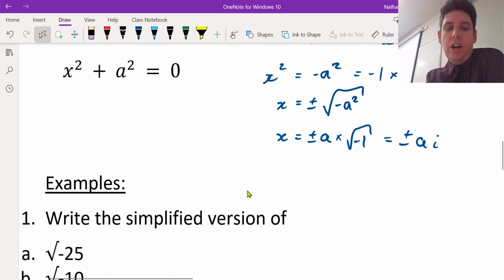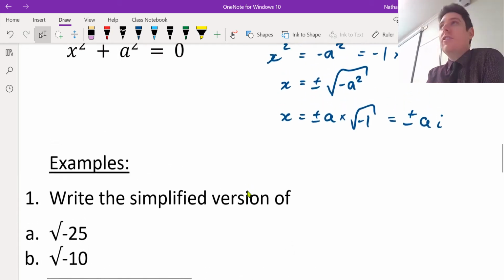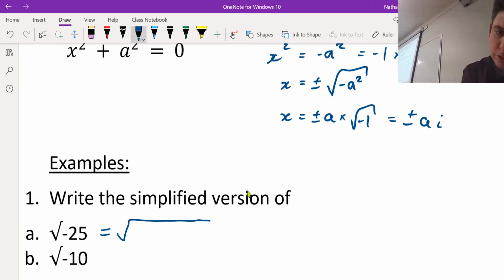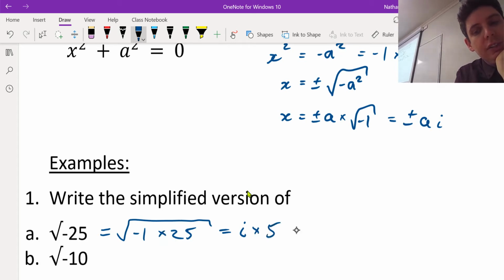Alright, I want you to try and write these as simplified. These two, go. Square root of negative 25. Square root of negative 10. Using the information I just told you. So the first one, in here, there's a negative 1 times the 25. You obviously don't have to do this working out, I'm just showing you. The square root of negative 1 is i. The square root of 25 is 5. So you end up with 5i.